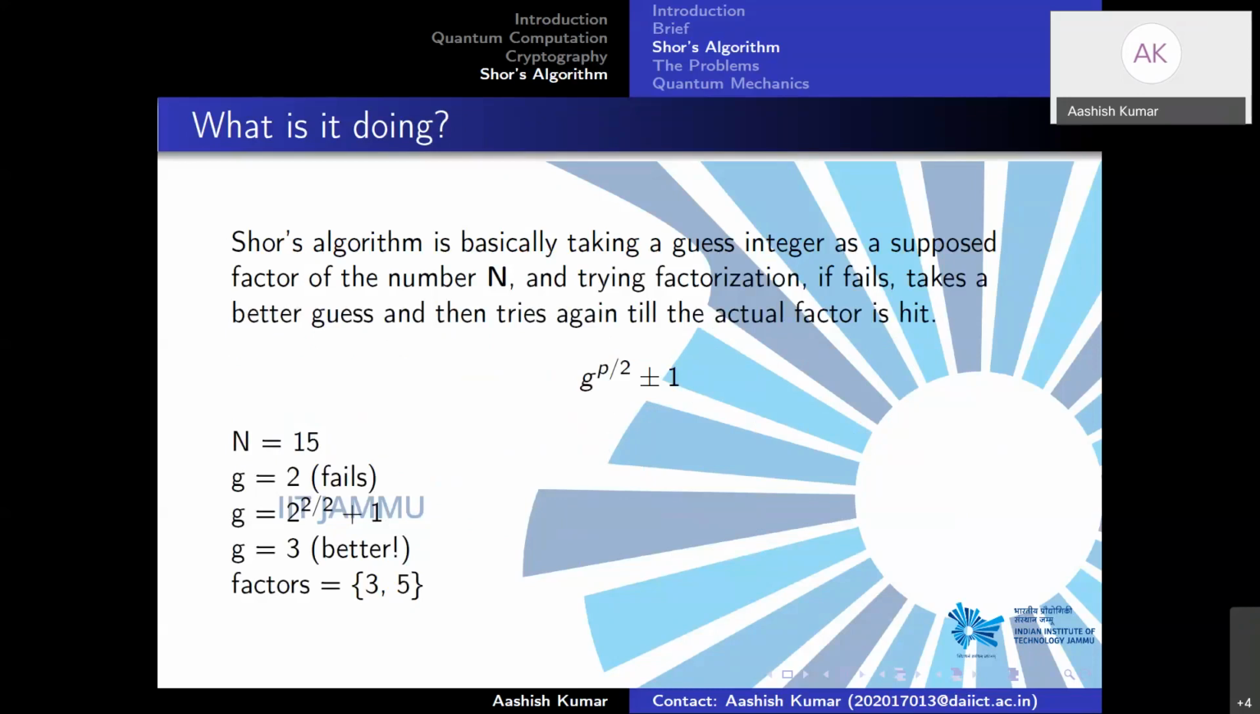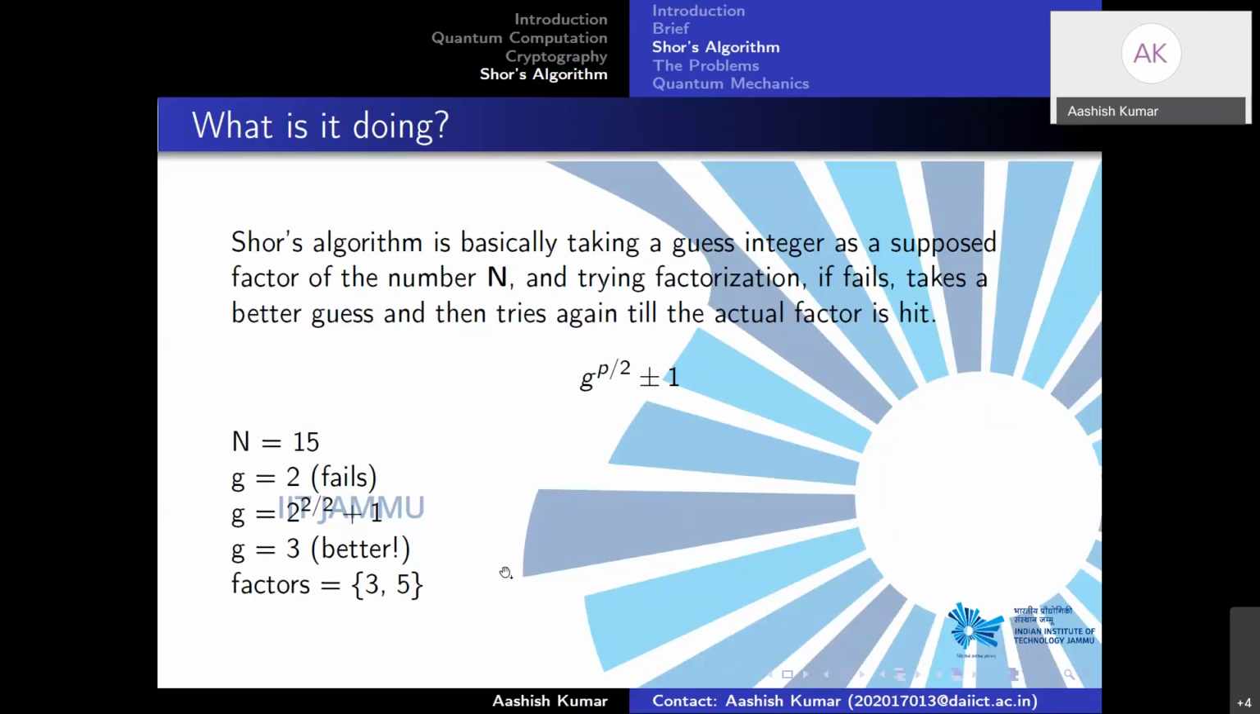So what do we mean by a better guess? It is proposed that if I take a guessed number and raise it to power p, and add or subtract the integer 1 from it, it will give us a better guess than the previous one. So I'll talk about this in the incoming slides.